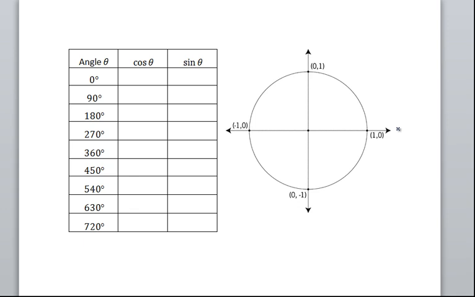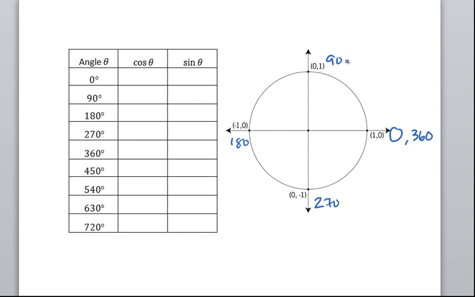This is 0 degrees. This is 90 degrees. We have 180 and 270, and I'm going to go around again. This is 360. This is also known as 450. This is 540 and 630, and again we could come back to 720.